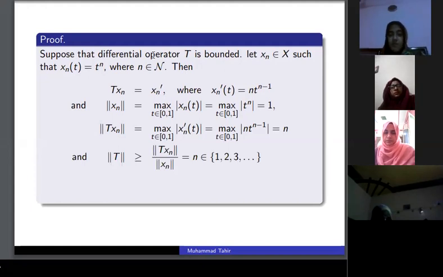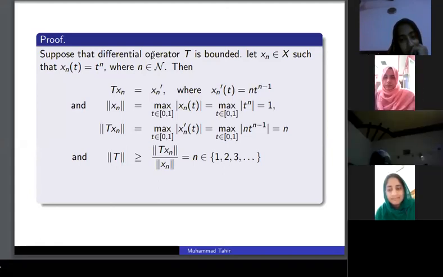And ‖Tx_n‖ over ‖x_n‖, this is n by 1, so this is n, where n is a natural number; n can be 1, 2, 3, and so on. This is an infinite set, this is unbounded, and we have arrived at the result that if the length of T exists, then this length of T should be greater or equal to n, meaning it should be greater or equal to every natural number, which is not possible because the set of natural numbers is not bounded above.